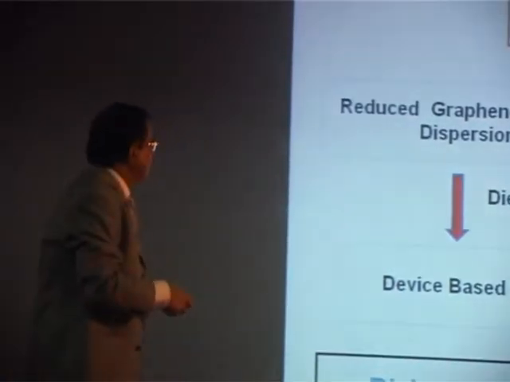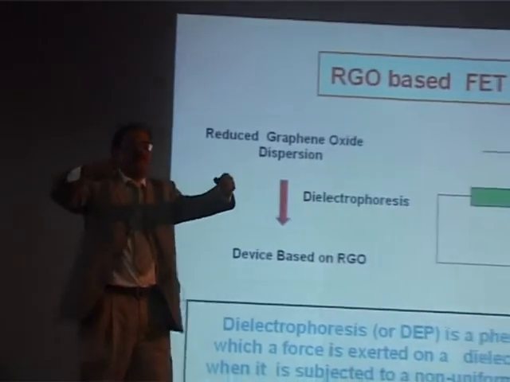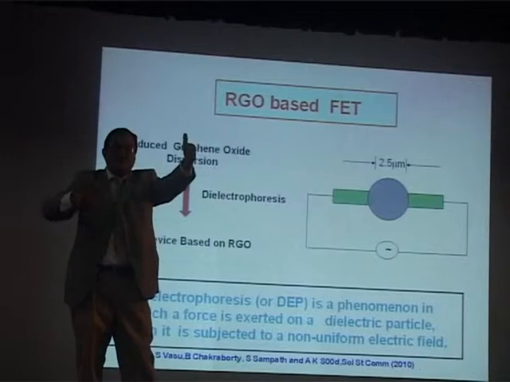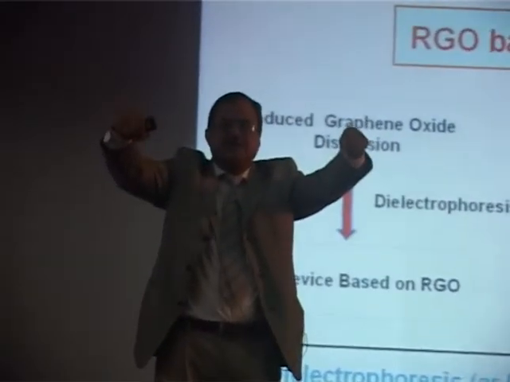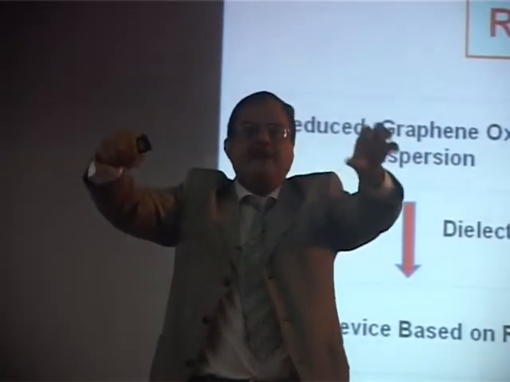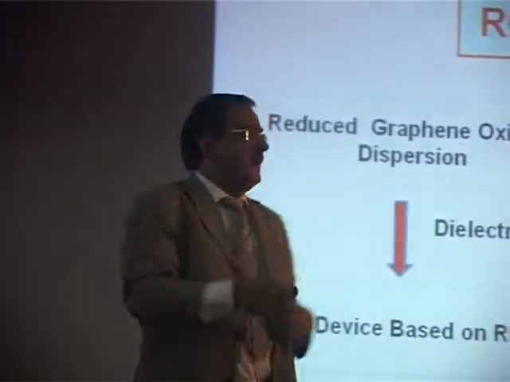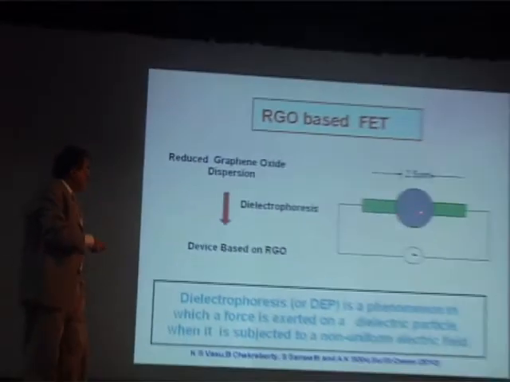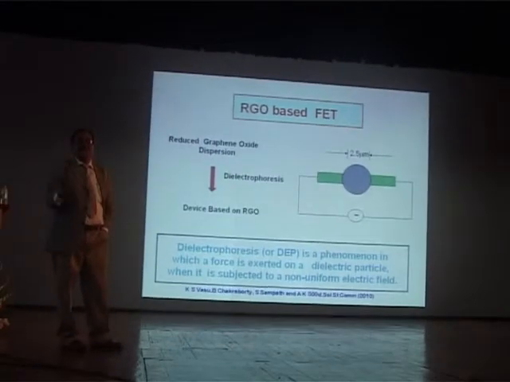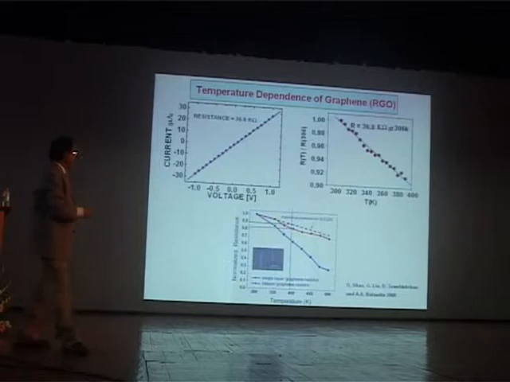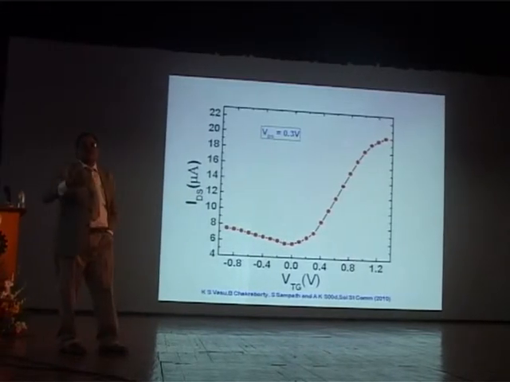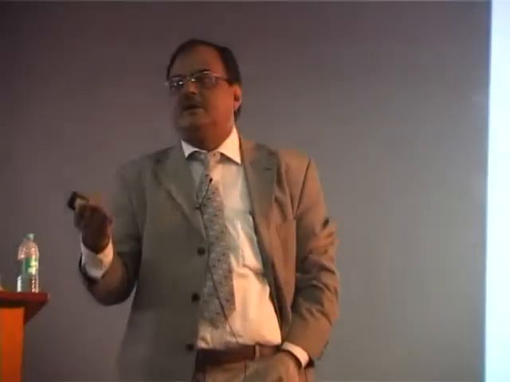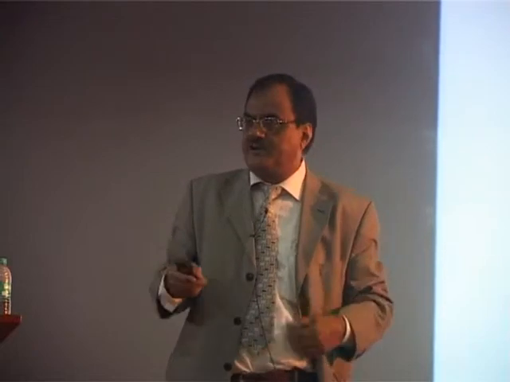And we showed that you can make devices by a very simple method. You take a drop of this graphene, put it between two electrodes, and apply a high frequency radio field. This is called dielectrophoresis, and you can make a graphene device between the two electrodes. This device is very good as a sensor, as a field effect transistor and so on, which is what we recently showed. This only tells that many more things can now be done with this chemically produced graphene and not only the exfoliated graphene.